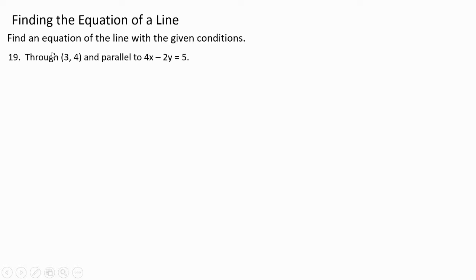Why are these crucial? Because now they want you to find an equation of the line with the given conditions, which means through the point (3, 4) and parallel to the line 4x minus 2y equals 5.